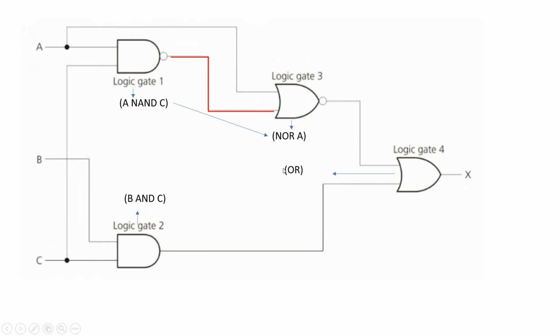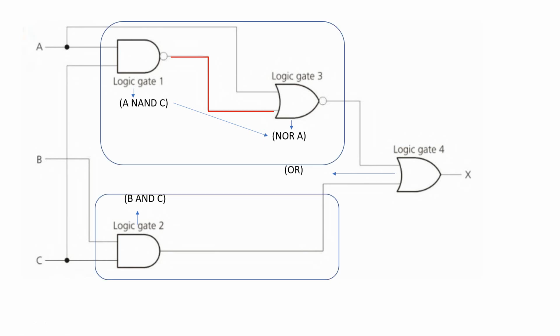Then all of these things are connected with the OR gate. So the first part and the second part will be connected with an OR gate. So there are two parts which will be connected with the OR gate. One part is A NAND C, NOR A. Other part is B and C. Both are connected with the OR gate. So just write in the order. So you can see how it is written. So that's all about how to write the expression.